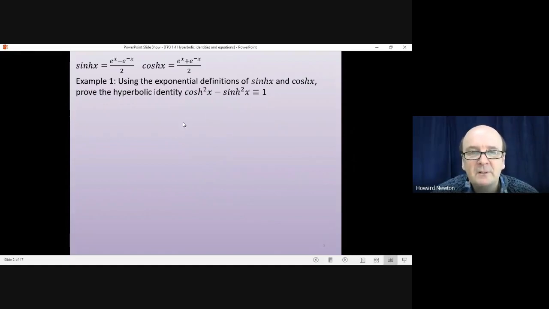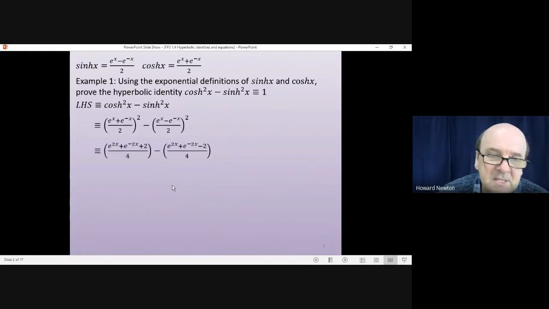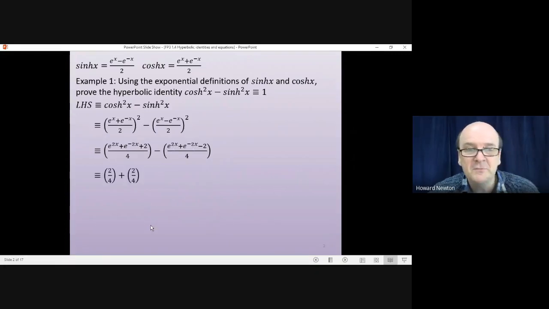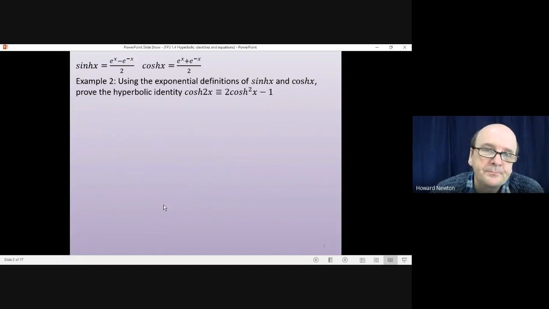Okay, let's have a look. So we're going to substitute in for cosh x and sinh x, which gives us that. Squaring the brackets gives us that. And the e to the 2x here and the e to the 2x here will cancel. Same with the e to the minus 2x's. So we'll just be left with 2 over 4 plus 2 over 4, which does equal 1. And that's the identity proved.